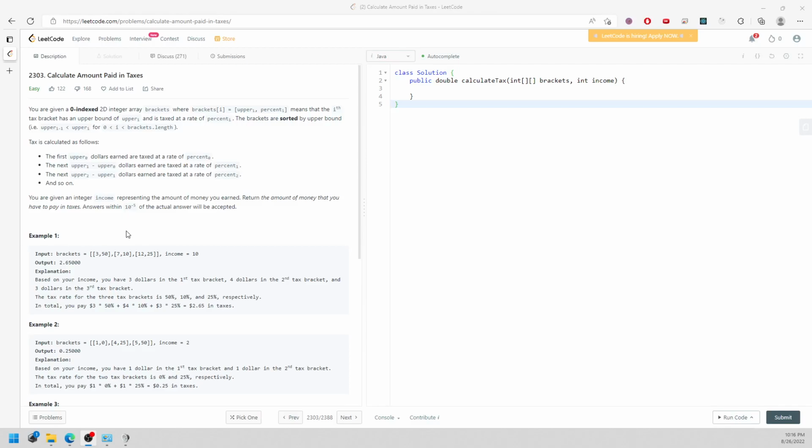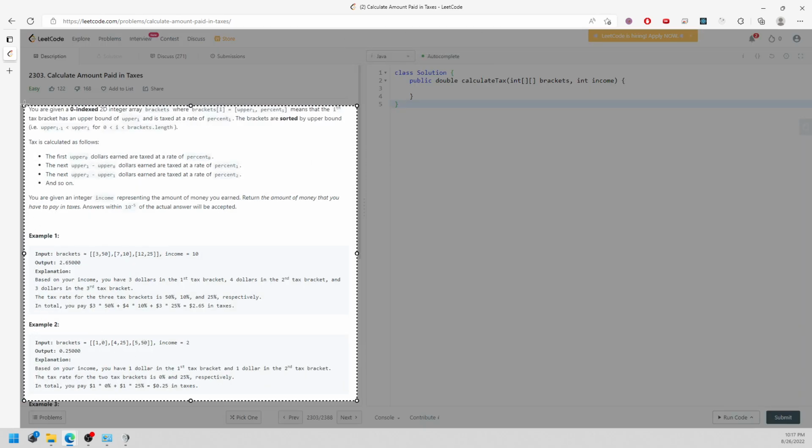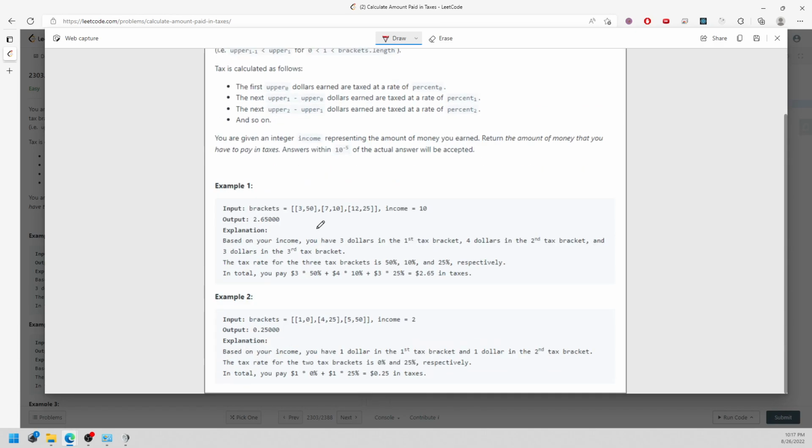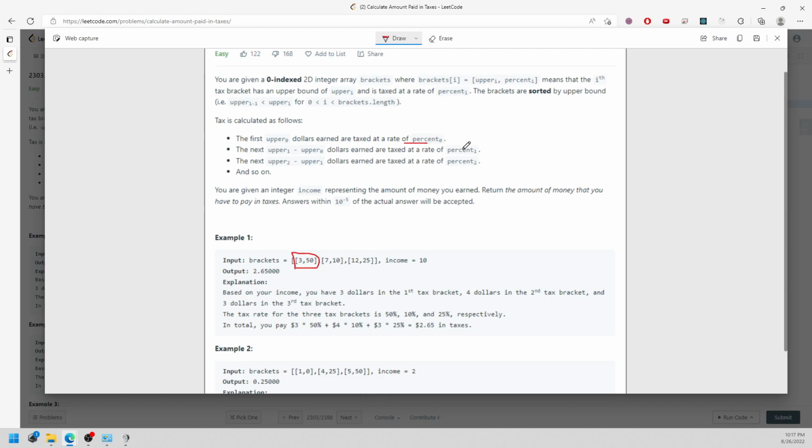Alright, so this question is calculate amount paid in taxes. In the brackets array, a 2D array, for each bucket, one value represents the upper bound and the other represents the percent. Let me summarize the question. In one bucket, 3 represents the price and 50 represents the tax rate. So I'm going to say percent.